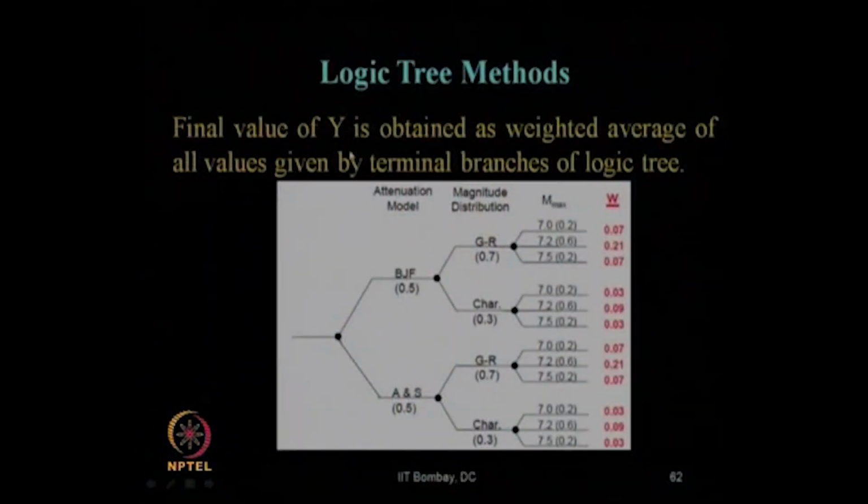So, the final value of that y, or the design parameter, is obtained as a weighted average of all the values in the terminal branches. So, this w is nothing but the weight factor. That is, if you go through this model, this equation, this value, the weighing factor is 0.07. If you go through this model, this equation, this magnitude, your weighing factor is 0.21. Like that, you obtain different values going through different attenuation models, different magnitude distributions, different magnitude values. Fine?